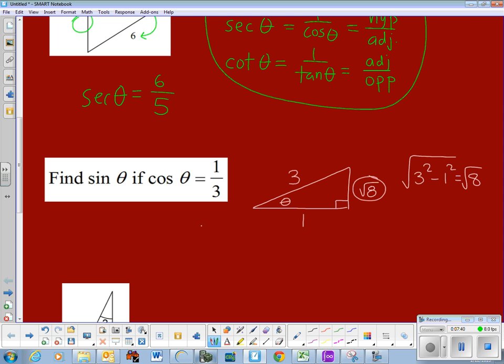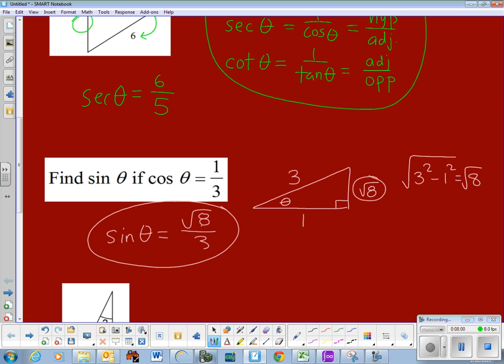Should put those in there maybe. All right, this Pythagorean theorem, 1 squared plus x squared equals 3 squared would be the equation. I just kind of sped that up a little bit. So now what's the sine? Sine of theta is opposite over hypotenuse, which is the square root of 8 over 3.